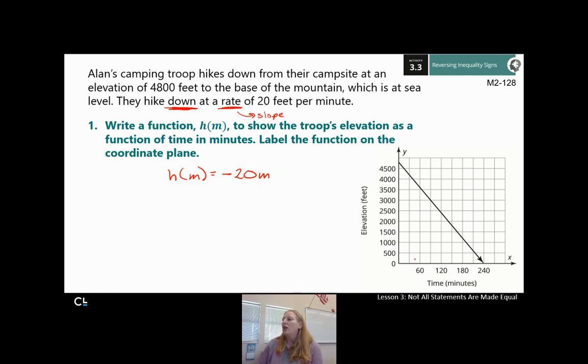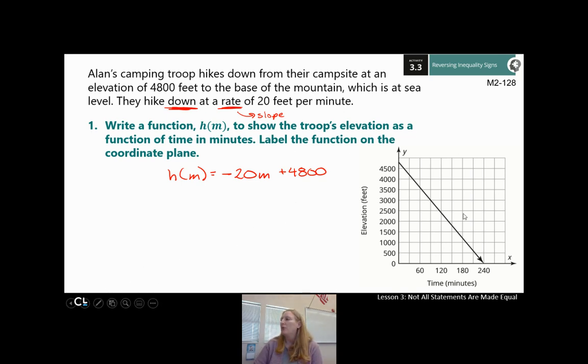But of course, they didn't start at 0. Remember that our y-intercept is where we begin. It's where we start. They didn't start at 0. They started all the way up here at 4,800 feet. So I'm going to put negative 20m plus 4,800. Because that's where they began their hike, right? That's how this works. All right.